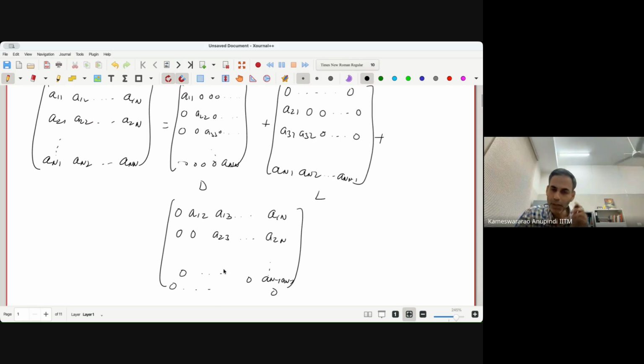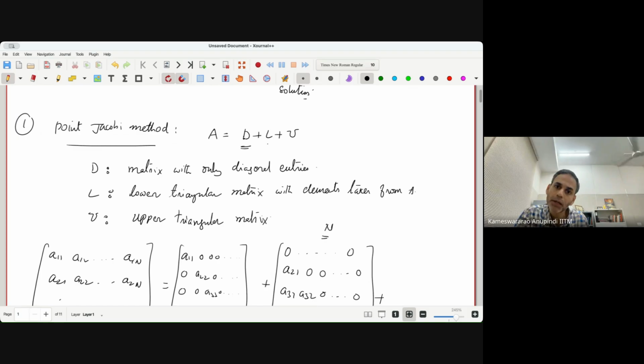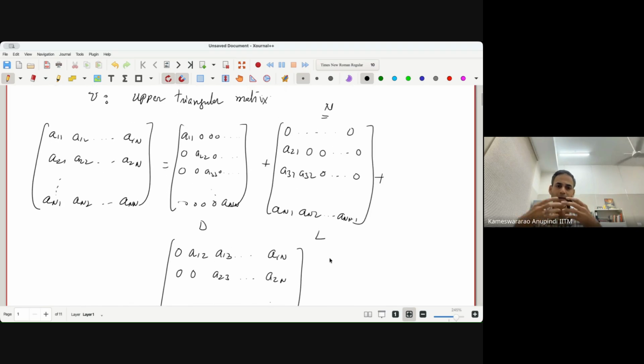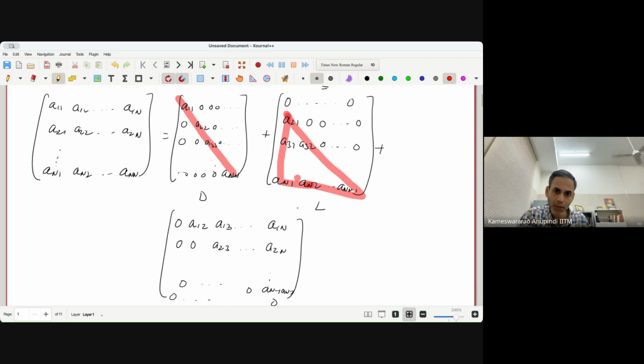Now, let us not confuse here that L and U are actually not splitting A into LU. Earlier we looked at how to decompose the matrix A into an LU decomposition. We are not referring to that notation here. We are just simply separating out the elements of A: whatever falls along the diagonal goes into this, whatever falls along the lower triangular goes into this, and whatever falls into the upper triangular goes into this. That is how we are splitting it.